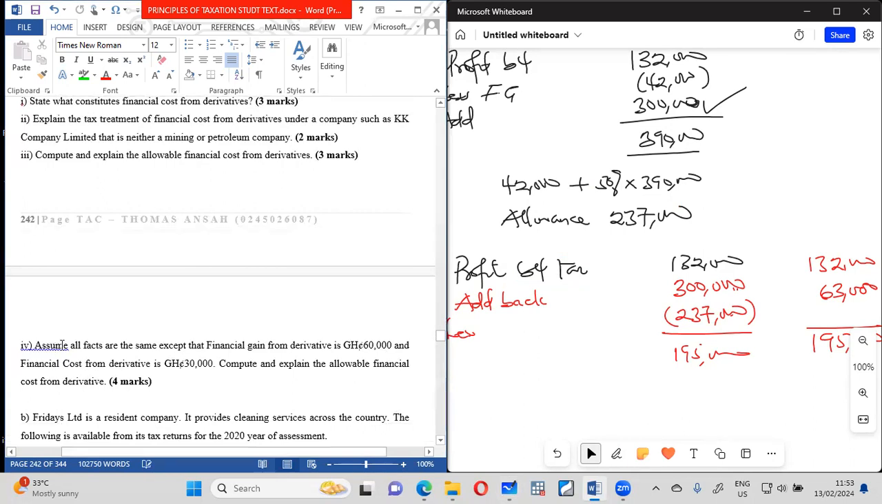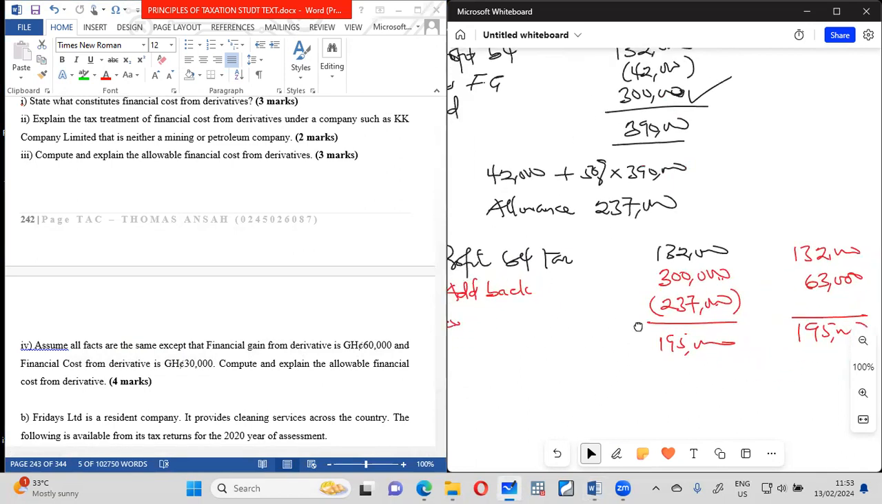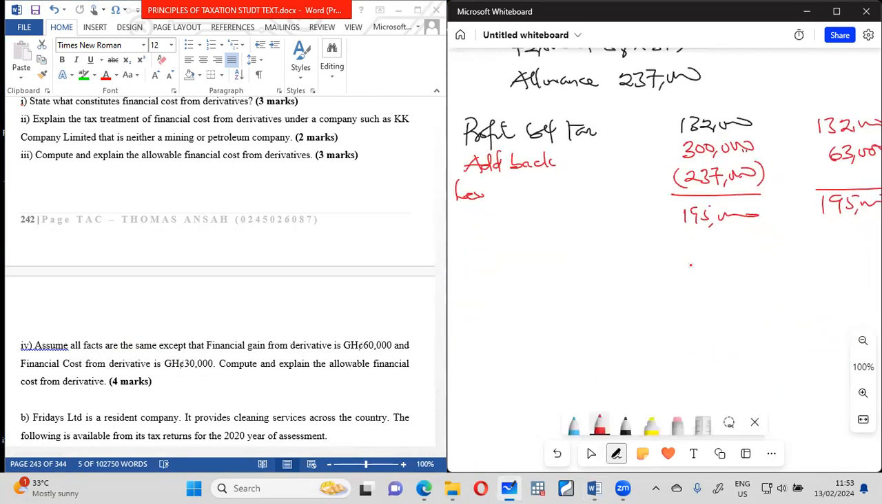And it says that assume all the facts are the same, but the finance gain is 60, and the finance cost is 30. So basically they want us to do it again, the same approach. The figure is 132, right? So we are finding the adjusted figure, so we will less the gain that they are referring to here.